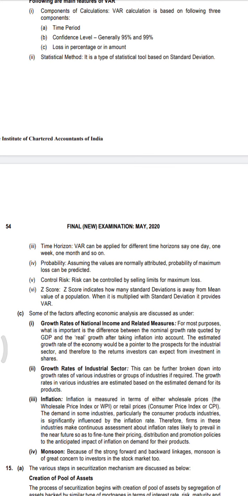Z score indicates how many standard deviations a value is away from the mean value of a population. When it is multiplied with the standard deviation, it provides VAR: Z score into standard deviation. Control risk can be controlled by setting limits for maximum loss. Probability: assuming the values are normally distributed, the probability of maximum loss can be predicted. Time horizon: VAR can be applied for different time horizons, say 1 day, 1 week, 1 month, and so on.